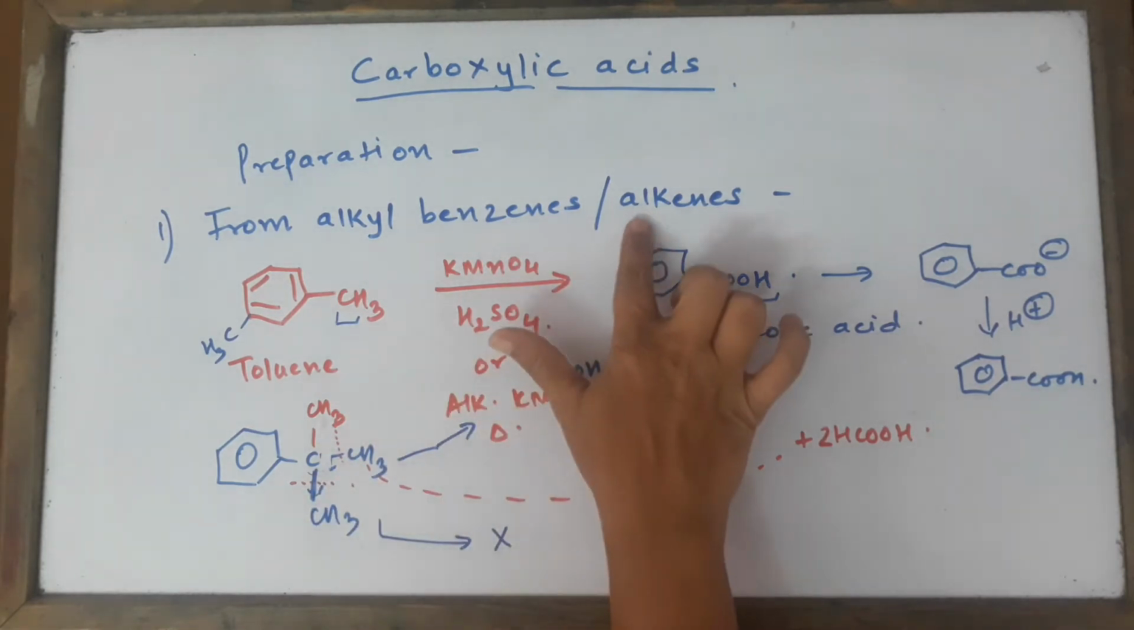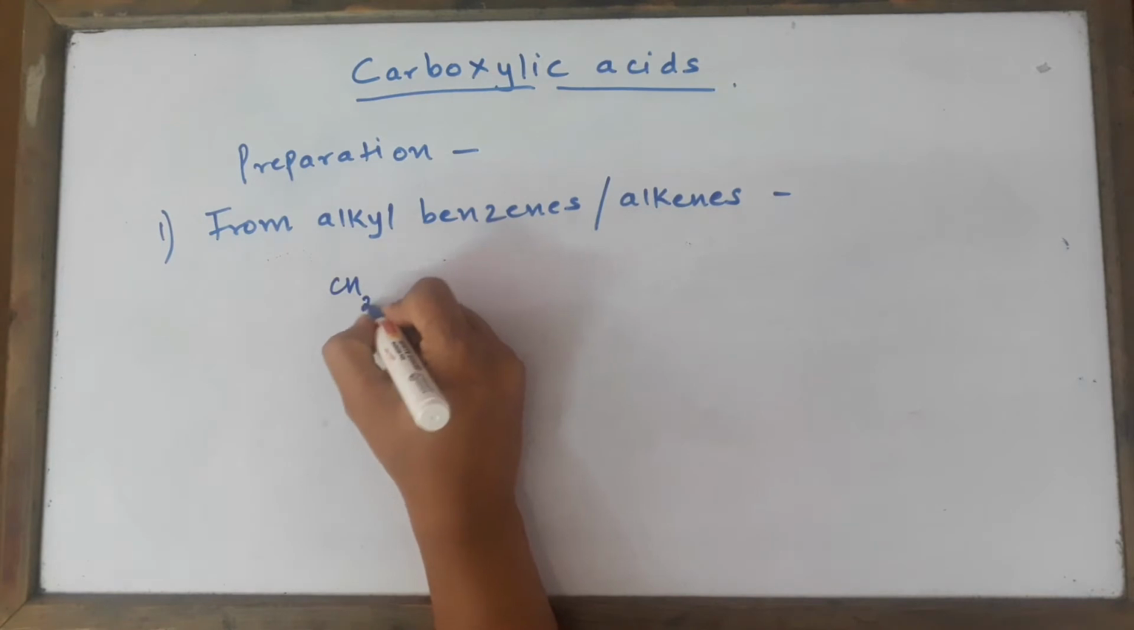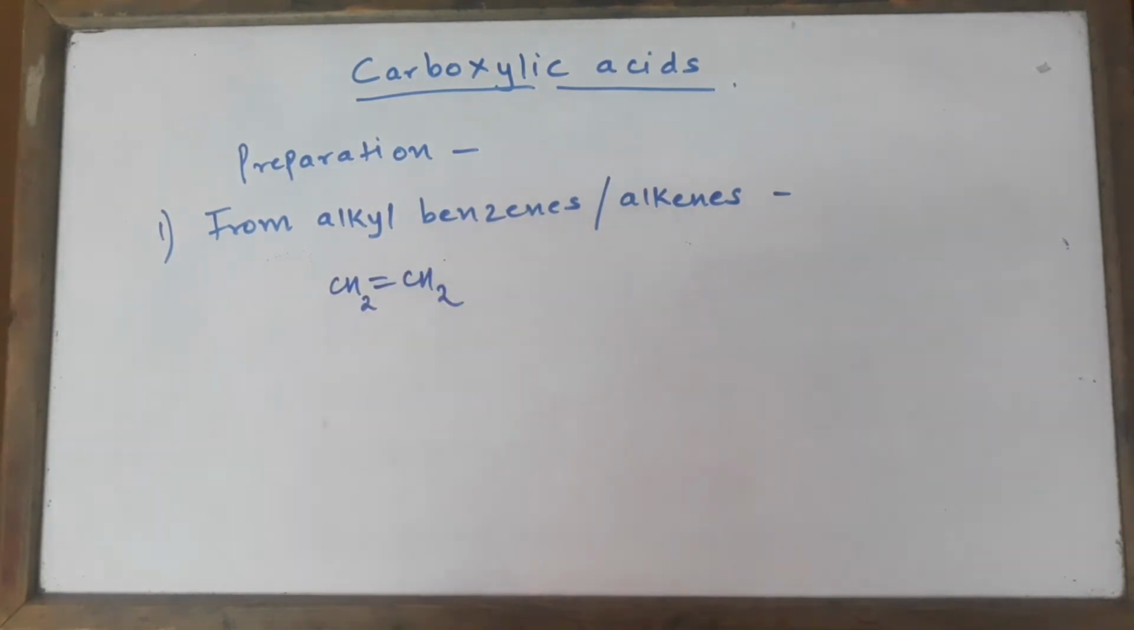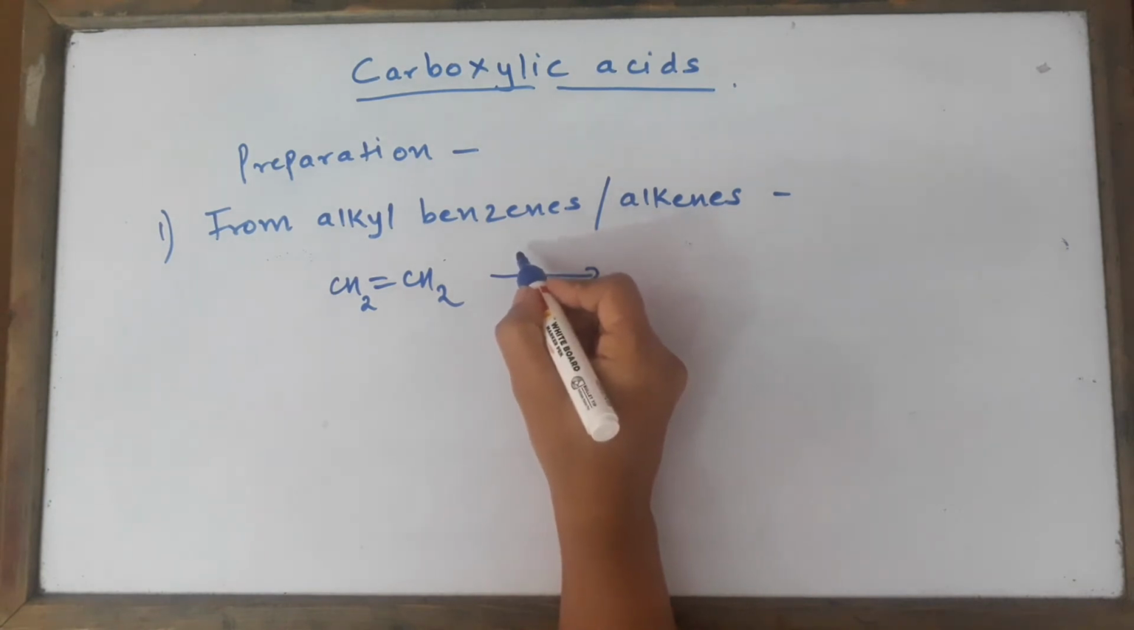Let's take the example of alkenes now and explain to you. I will take a simple alkene. For example, I'll take CH2=CH2, ethene, and I oxidize this with the same reagents which I gave you just now.